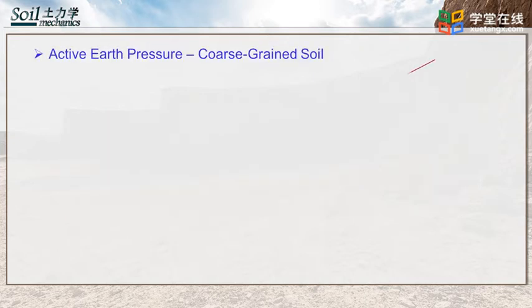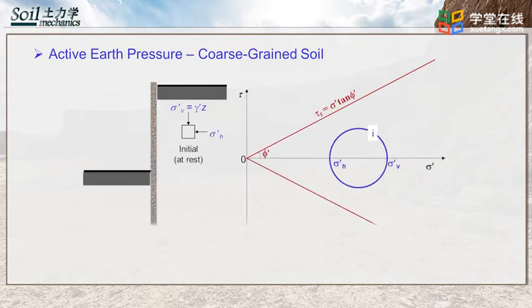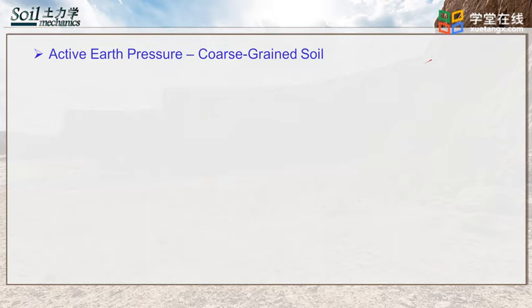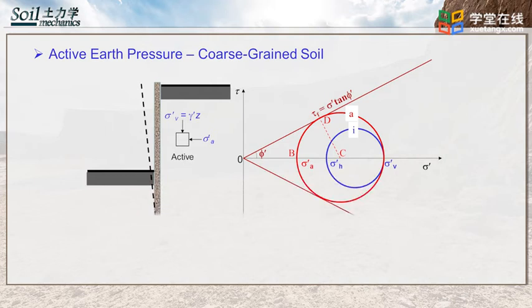This figure shows coarse-grained soil under lateral earth pressure at rest. The wall doesn't move and the soil's small circle is within the failure envelope, meaning the soil is safe. This figure shows coarse-grained soil under active earth pressure. The wall moves away from the soil on the right side of the wall. The effective horizontal soil pressure is decreased from sigma h prime to sigma a prime. The soil small circle touches the failure envelope, meaning the soil has failed.